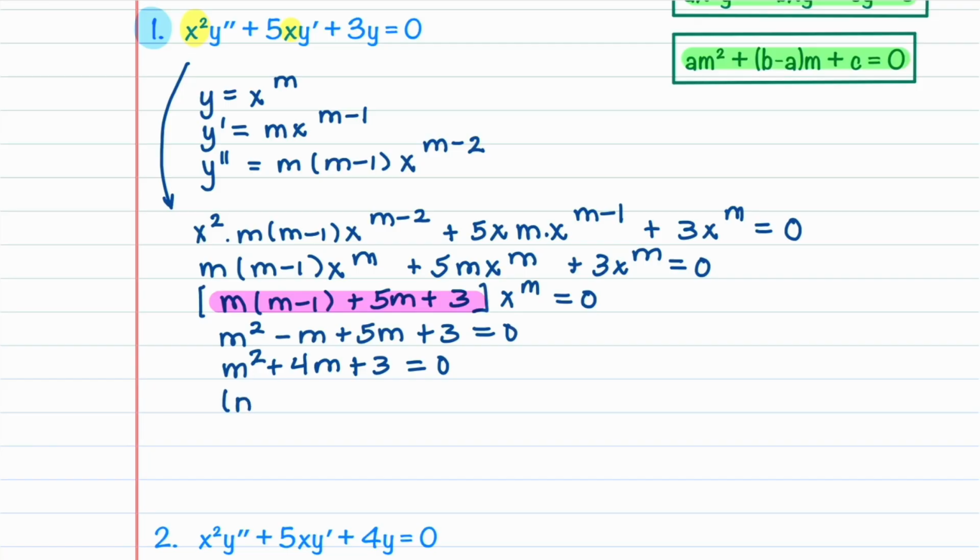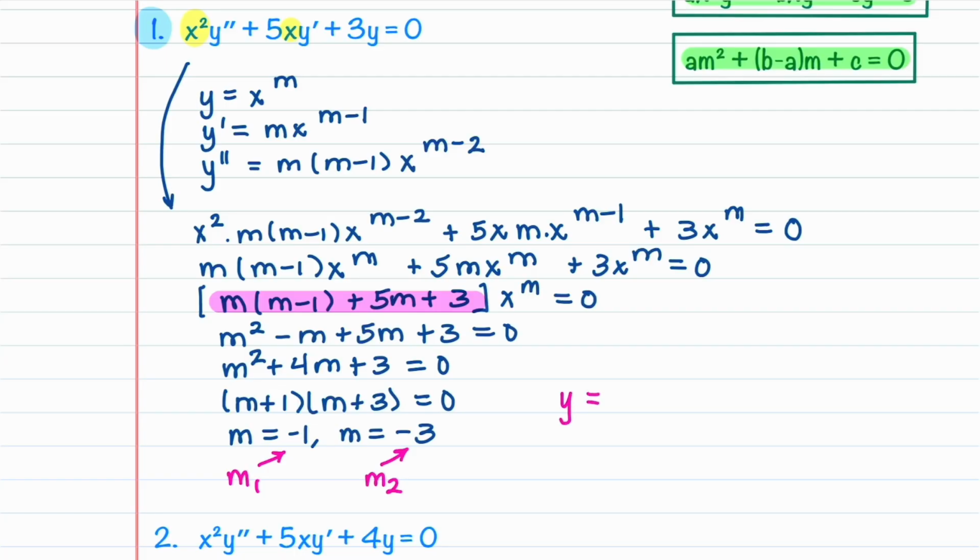We can factor this as m plus 1 and m plus 3. This gives us m is equal to negative 1 and m is equal to minus 3. We're going to call the minus 1 m1, and we'll call the minus 3 m2. The general solution for this equation, because we have 2 distinct real roots, is y is equal to c1x to the m1 plus c2x to the m2.